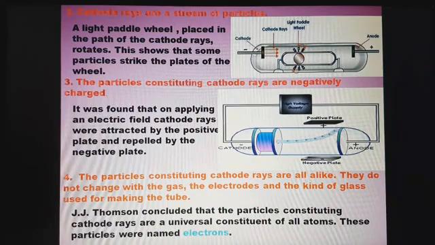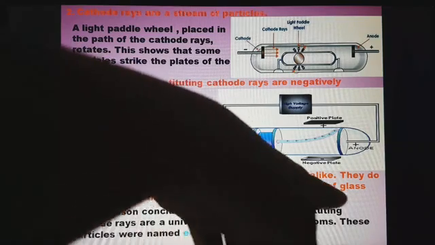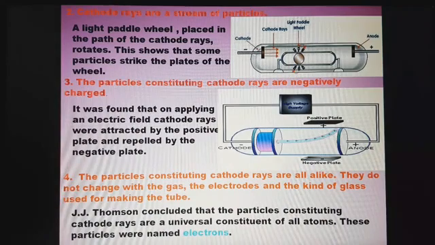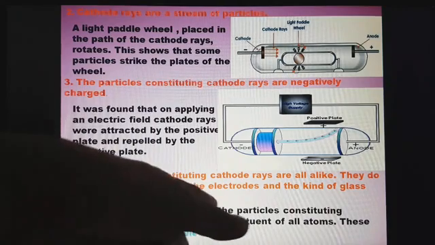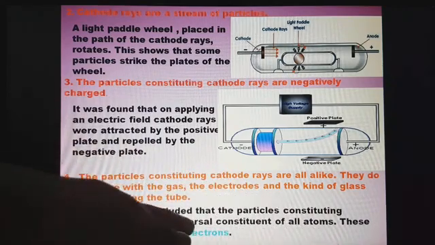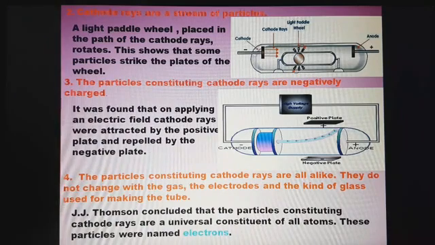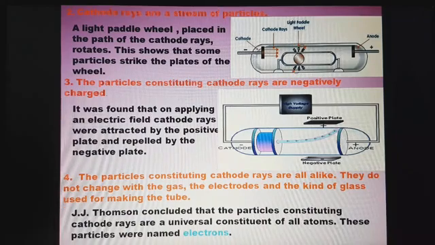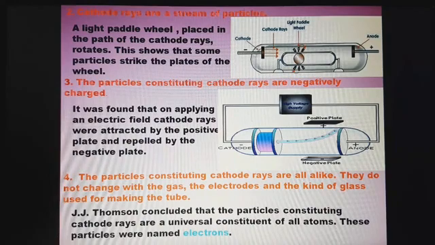Next, fourth: the particles constituting cathode rays are all alike. They do not change with the gas, the electrodes, or the kind of glass used for making the tube. So they do not change by any of these conditions. They are all alike. So J.J. concluded that particles constituting cathode rays are a universal constituent of all atoms. So it is the same for all atoms. These particles were named what? Electrons. So this is how the electron discovery took place.